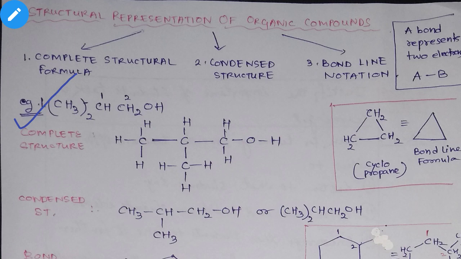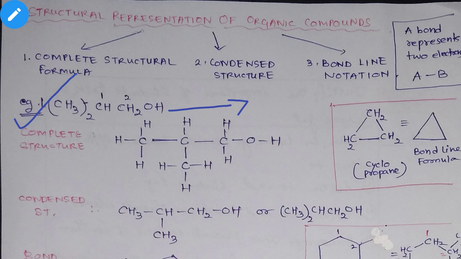In this example, first of all I will write the structural formula of this compound. This is an organic compound. You can see carbon and hydrogen are present, and one oxygen is also present. Already I have told you that organic compounds are mainly hydrocarbons, and some other atoms may be present, such as oxygen, nitrogen, and phosphorus. So this is an organic compound. We will try to write down the complete structural formula.